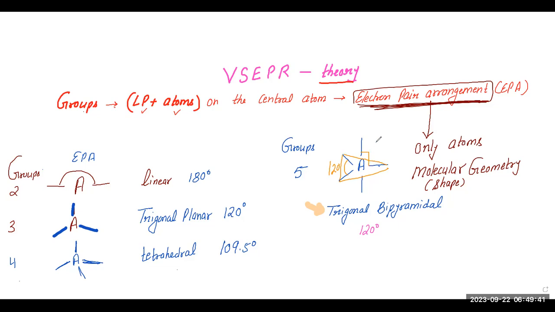So this is making 90 degree with the base, with these atoms. And then it is also making one more angle with this one, these two. What is that angle, children? 180 degree. So can you see 120 degree, 90 degree, and 180 degree?